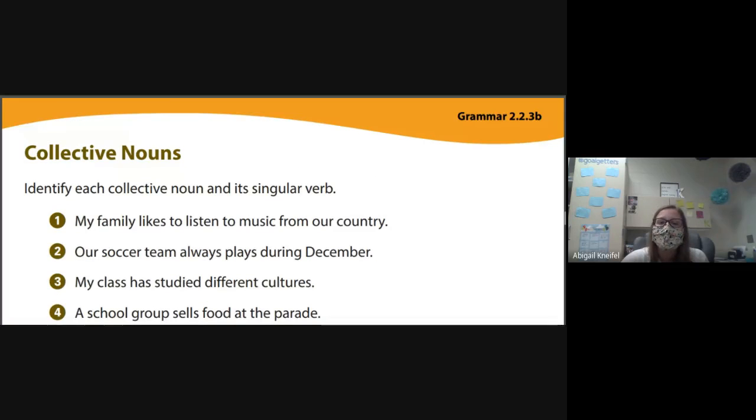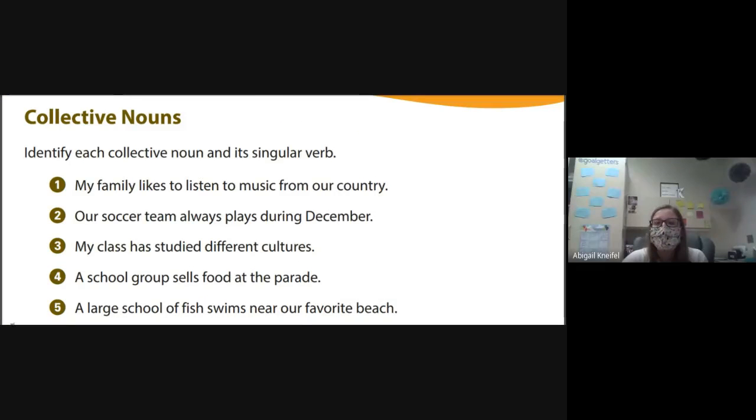So, the family likes to listen to music from our country. What is our collective noun in number one? The one that's talking about a group. What is the collective noun, Rochelle? Family, yes. And then what is the singular verb? Verb is something that you do. What is the verb in this one? Zachary, what's the verb? The family likes to listen to music from our country. The verb, something that you do. Yeah, listen. That's singular. It doesn't say listens, it's listen.